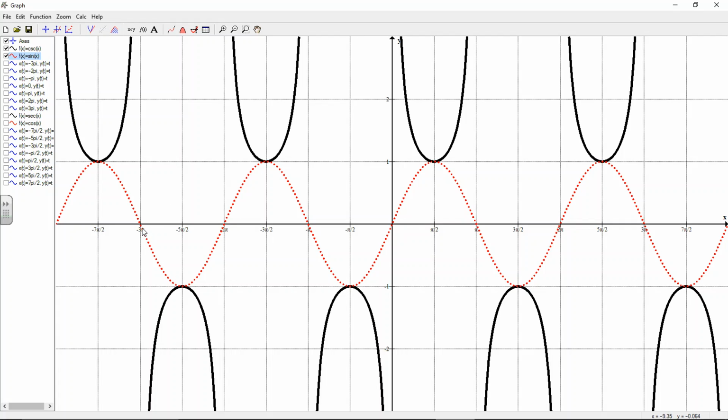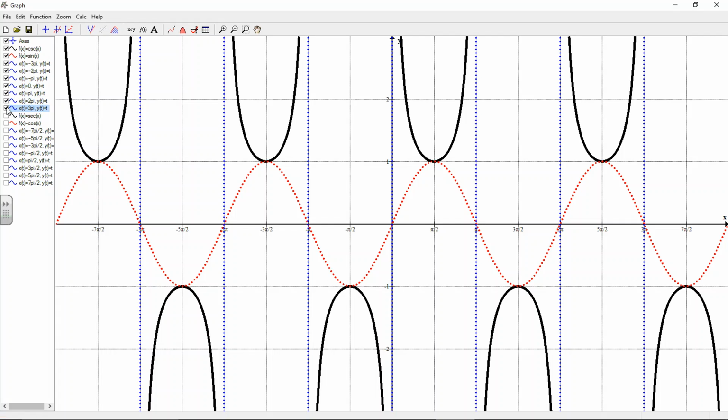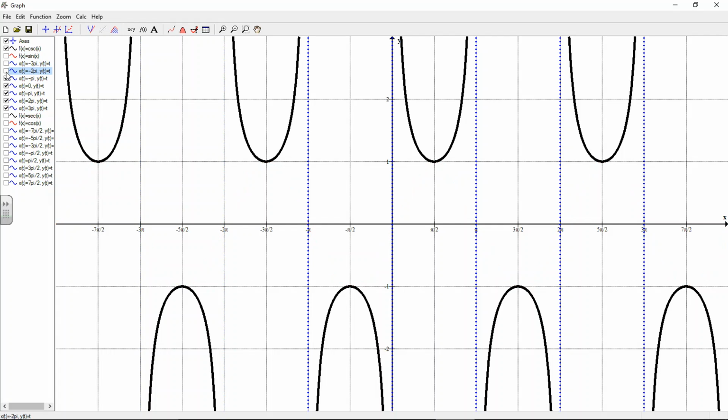Now, what happens at the zeros of the sine function? Well, what happens? What's the reciprocal of 0? 1 over 0. What happens when you divide by 0? Everything blows up. It's an asymptote. So that's why if you look through here, all of the places where the sine is 0, we have an asymptote. So if I take those back away, that kind of explains why the cosecant function looks the way it does.